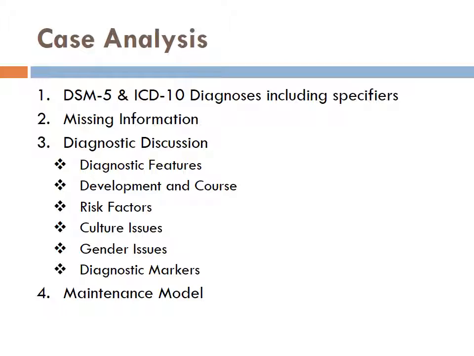For units 2 through 9, there is an assigned case from the Brown and Barlow text. After reading the case and consulting the DSM-5 and the appropriate decision trees, report your DSM-5 and ICD-10 diagnoses, including specifiers. Be sure to review the differential diagnosis section of DSM-5, as well as the decision trees from the DSM-5 handbook for the diagnoses you are considering.